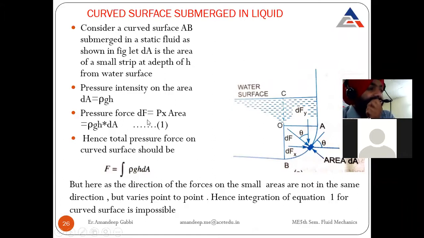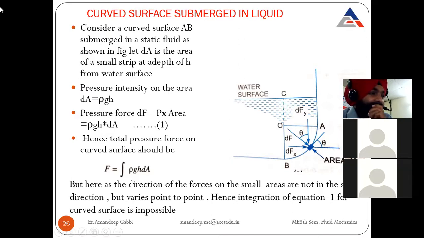Now the pressure is P equal to rho g h. How do we get that? This is from the hydrostatic law. We have already done that, right? P equal to rho g h, hydrostatic law, was done in the last lecture. The pressure force dF is equal to P into area.